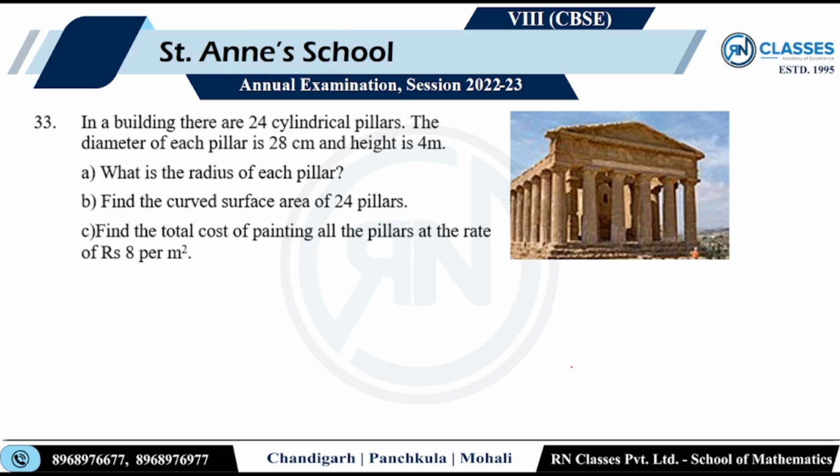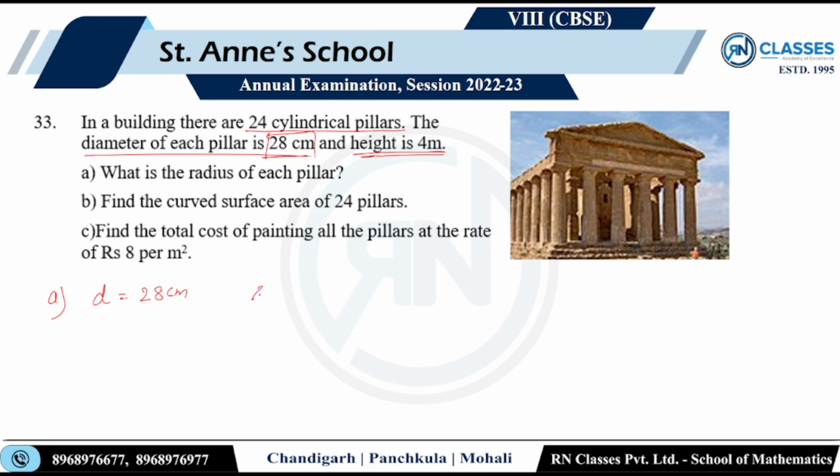Now we have come to question number 33. In a building, there are 24 cylindrical pillars. Okay, 24 pillars were there. Diameter of each pillar was 28 centimeters. Height was 4 meters. What is the radius of each pillar? We have to find the radius for each pillar. Of course, the diameter is given, which was 28 centimeters.